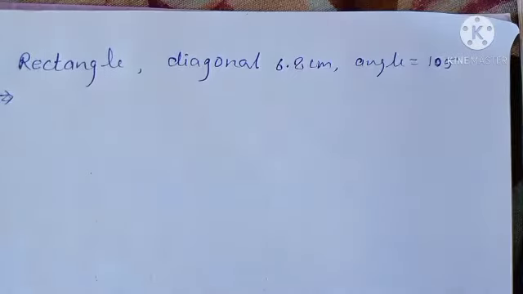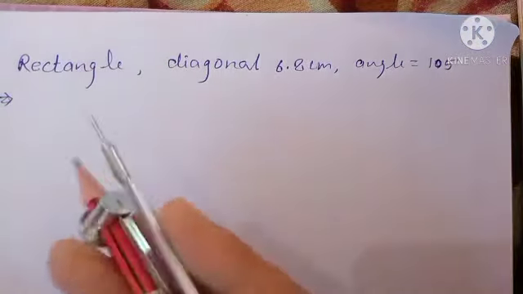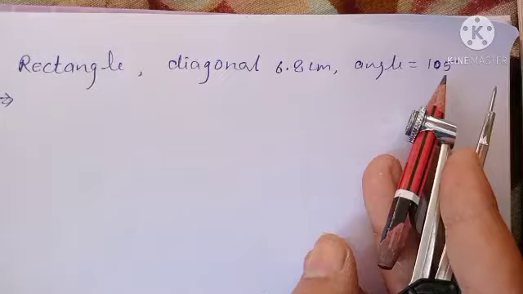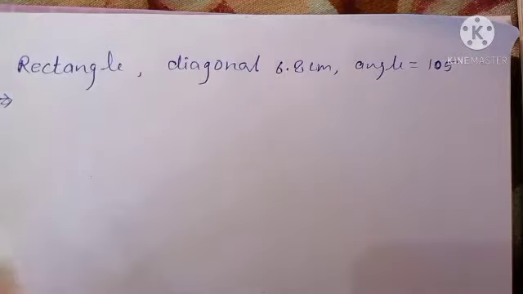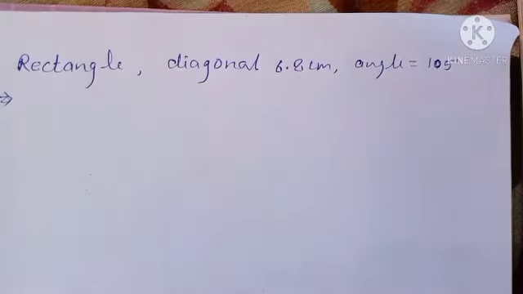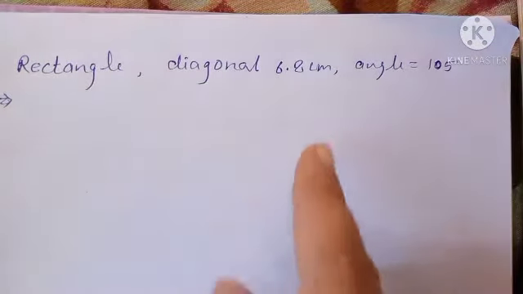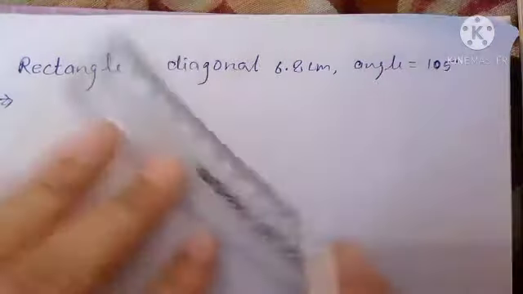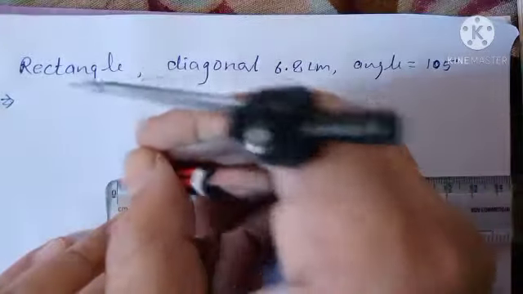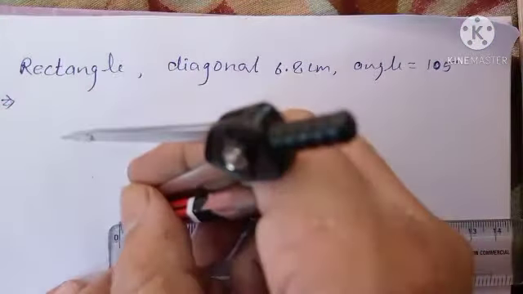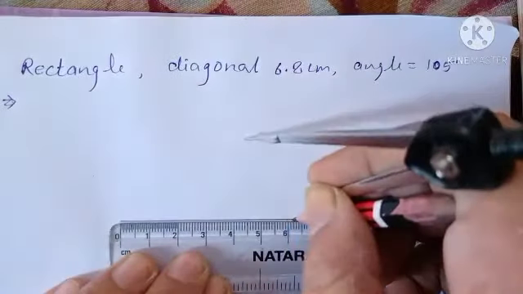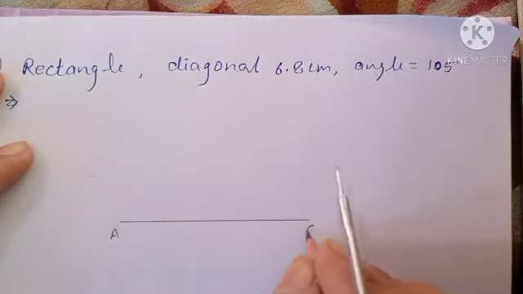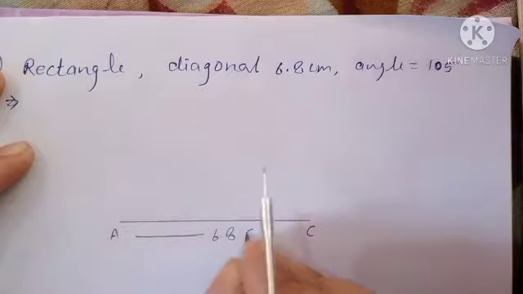In question number 9 we have to construct a rectangle where the diagonal is 6.8 centimeter and the angle between the diagonals is 105 degree. So here you can see both the diagonals of a rectangle are equal. So first of all, we have to draw a line segment of 6.8 centimeter. So let's draw. Line segment of 6.8 centimeter. This is a line segment AC which is equal to 6.8 centimeters.